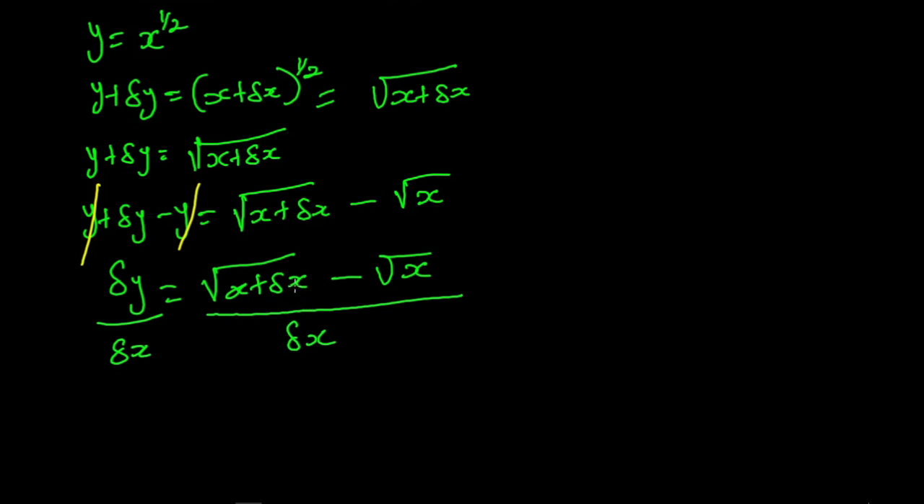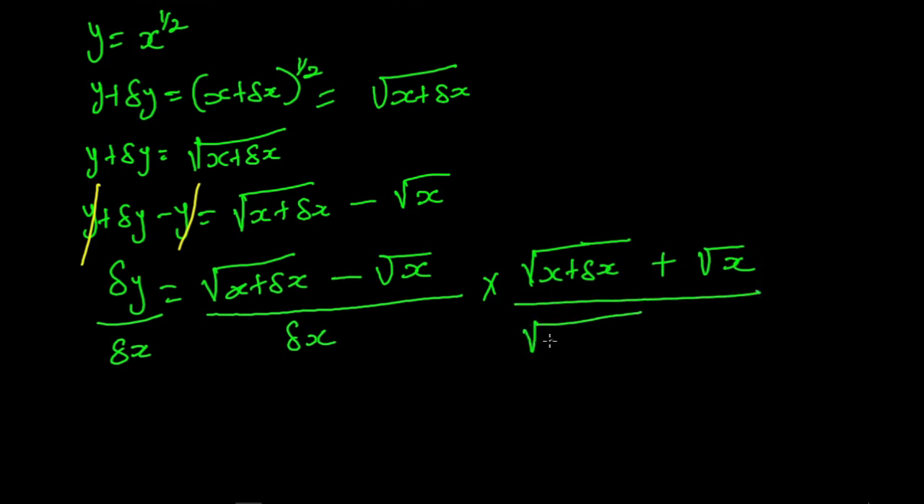From here, how do we resolve this fraction? To resolve this fraction, we are going to multiply both the numerator and the denominator by the conjugate of this numerator. Therefore, we are going to multiply this by the square root of x plus delta x, and going by conjugate, if this is negative, then this is going to be positive. So we have all over the square root of x plus delta x, then plus the square root of x.